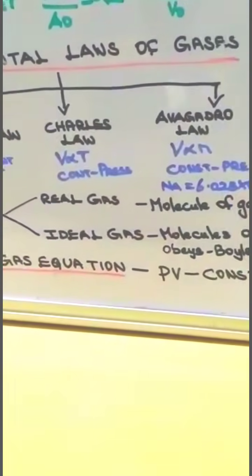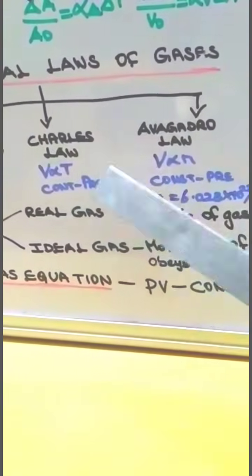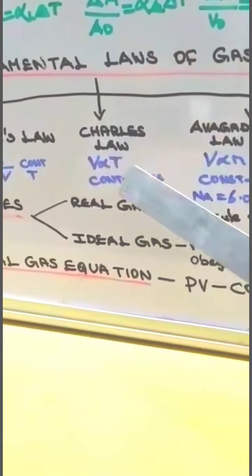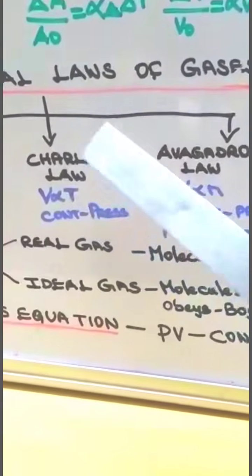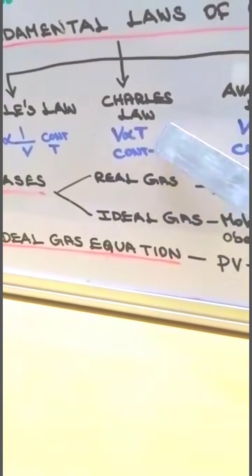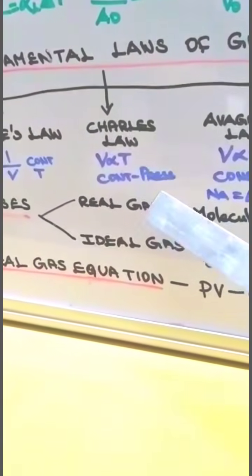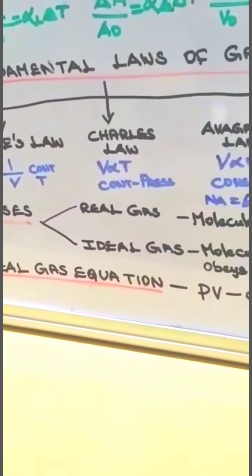Next we are going to see what is Charles' law. The other name of Charles' law is the law of volume. Here, when the pressure is kept constant, the volume of the gas is directly proportional to the temperature. So V is directly proportional to T, or V by T is equal to a constant.